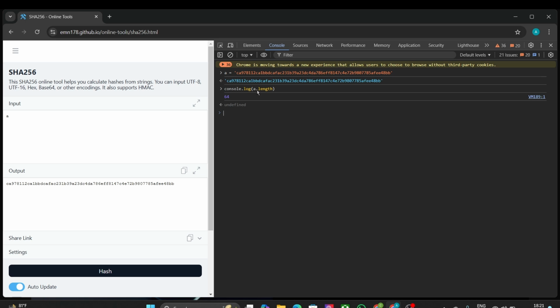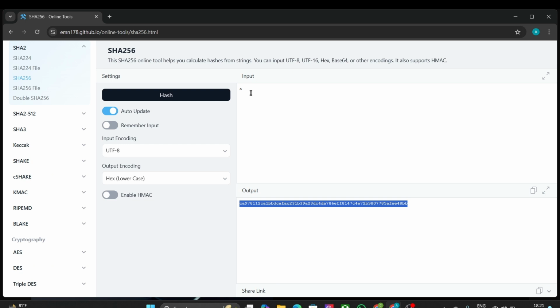See, I have copied this and pasted it here, stored it in the variable A, and console logged the length of those characters. Whatever hash is generated is alphanumeric, so it consists of numbers and characters. The length of this alphanumeric hash is 64. So it doesn't matter how many words you give in the input, it will always generate a 64-character hash, and it will be different for different inputs.